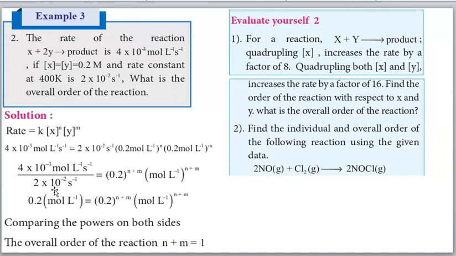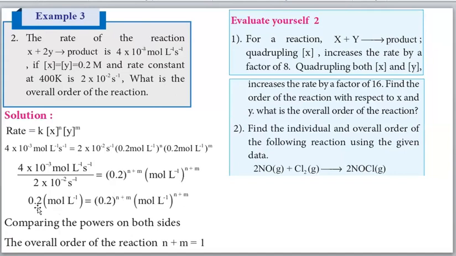Then you see this value we can simplify. This 2 and 2 we can cancel, so remaining 2 is there. This 10 to the power minus 2 we can change to the numerator, it becomes plus 2. So when we simplify with this number, we will get 10 to the power minus 1. So 2 into 10 to the power minus 1, that is 0.2. 0.2 mole per liter equal to 0.2 to the power N plus M. Then the unit also we can write.